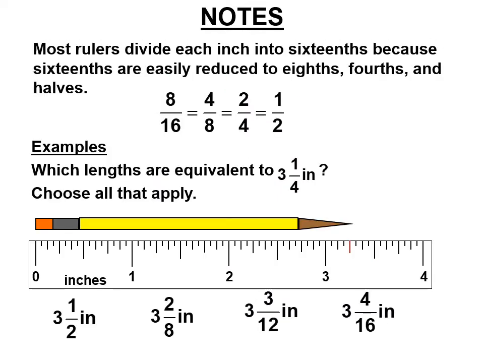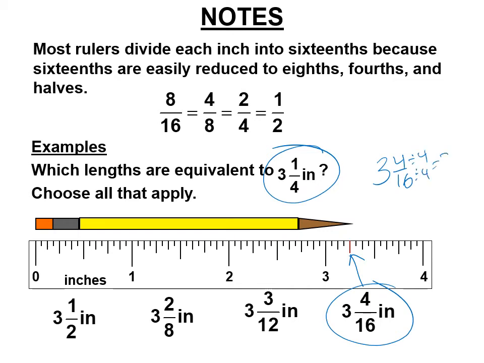All right, so rulers. You've all seen a ruler. Let's make sure we all can read a ruler. Most rulers are in 16ths. Okay, so this pencil is 3 and 1, 2, 3, 4/16. That's that number. He goes 1/16, 2/16, 3/16, 4/16. All right, that's equal to 3 and 1/4. Right, because 3 and 4/16 simplified is 3 and 1/4.